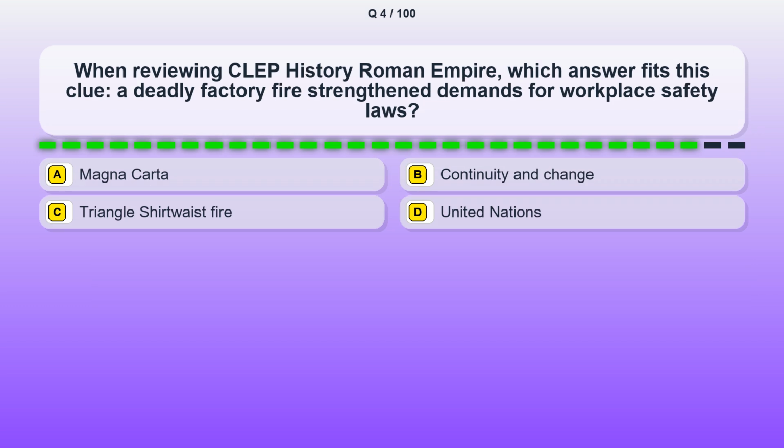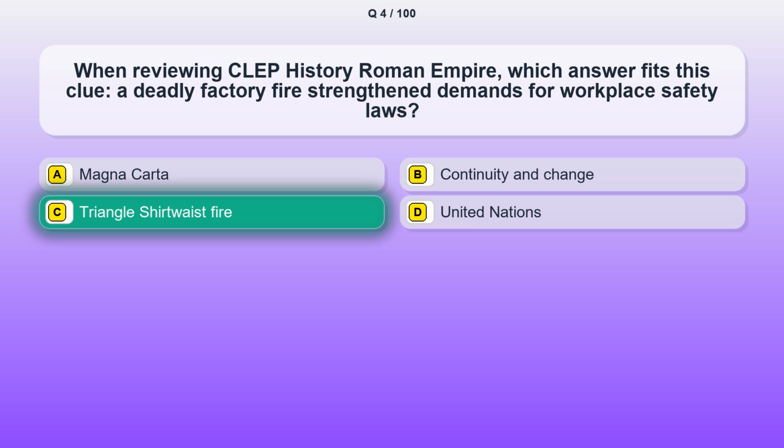Question 4. When reviewing CLEP History Roman Empire, which answer fits this clue? A deadly factory fire strengthened demands for workplace safety laws? Option A. Magna Carta. Option B. Continuity and change. Option C. Triangle Shirtwaist Fire. Option D. United Nations.